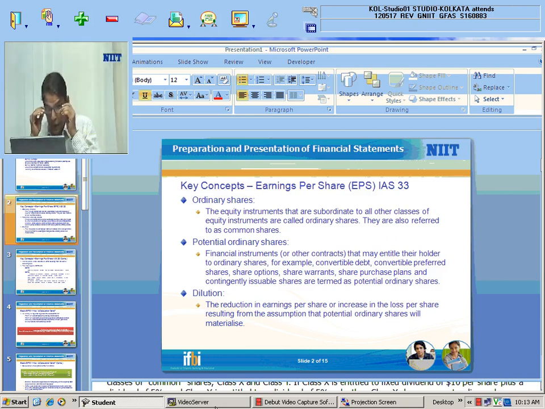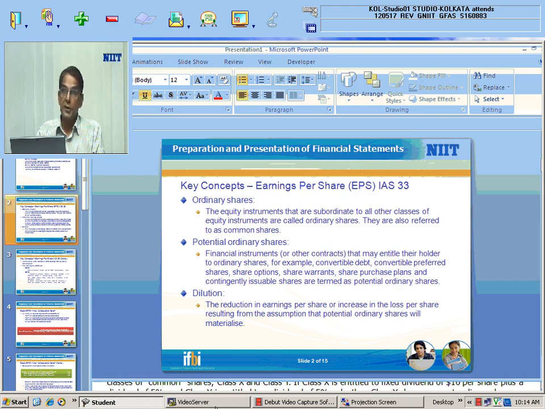And dilution is another key concept, which means the reduction in earnings per share or increase in the loss per share resulting from the assumption that potential ordinary shares will materialize. So if we assume that the potential ordinary shares are going to materialize, or will get converted into ordinary shares, the resulting reduction in earnings per share or increase in loss per share is called dilution.